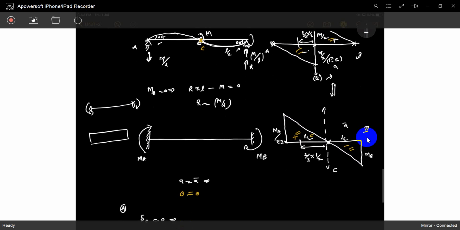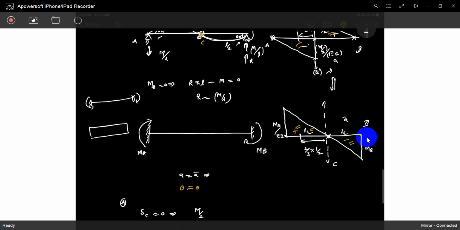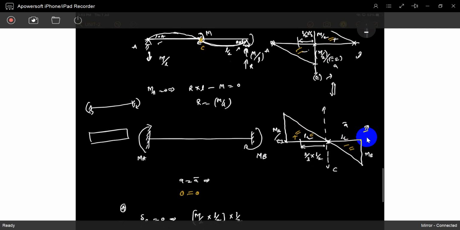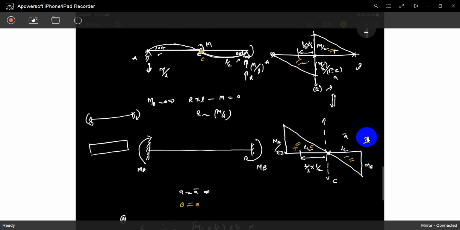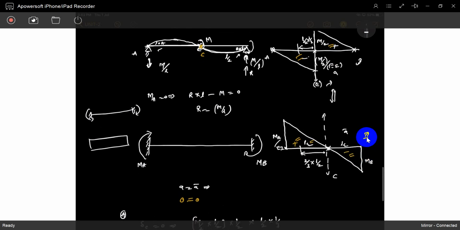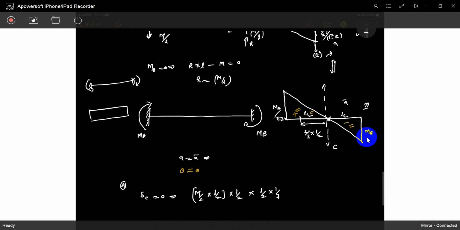What is that area? This is the area of M by 2 into L by 2, that is the area, into the distance L by 2 of 1 by 3. That's it. That is the moment of the curvature diagram with respect to C. That is negative, that is the negative side.